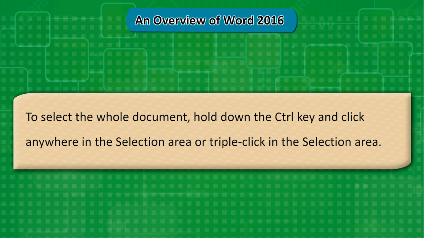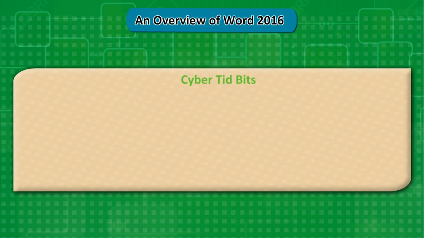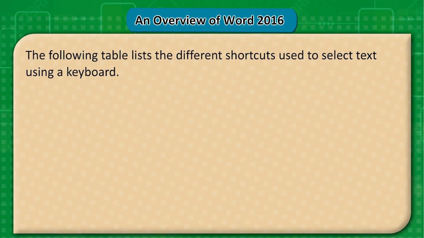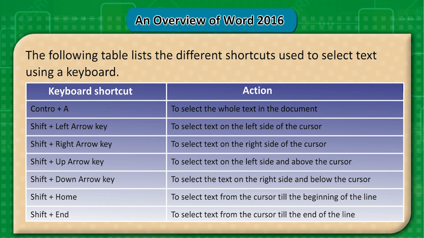the selection area. Cyber Tidbits. The gray area on the left side of the document is known as the selection area. Here, the mouse pointer turns in the opposite direction, i.e. to the right. The following table lists the different shortcuts used to select text using a keyboard. Keyboard shortcut. Action.